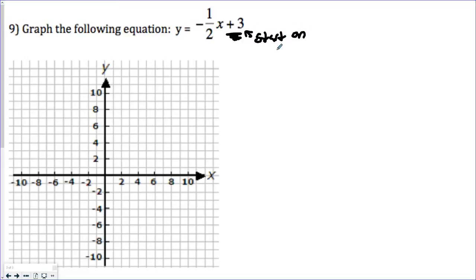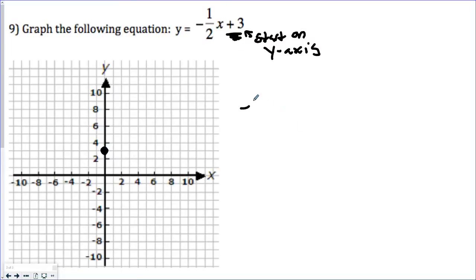on the y-axis. So that tells you what number to place your first dot on the y-axis. In this case, it says place it on +3. So I'm going to go up to 3 and place a dot right there. That's my y-intercept, so that's going to be where I start.